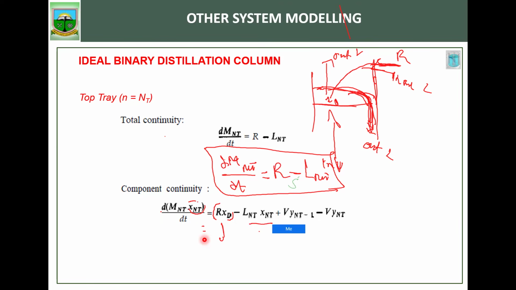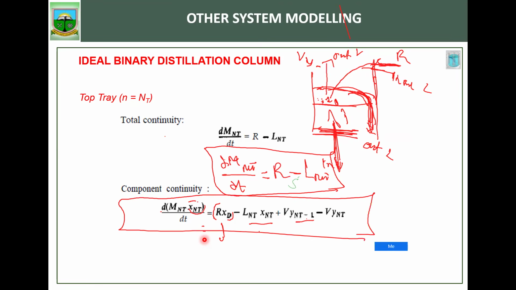plus the composition of the vapor phase that's coming to the tray. That's here. Of the light component, that's from NT minus 1. NT minus 1 is the tray below the top one. There's a tray here, and this tray releases vapor as an input. That is the vapor percentage of the light component, NT minus 1, that is coming in, minus the vapor that is leaving, VYNT. That's what is leaving.